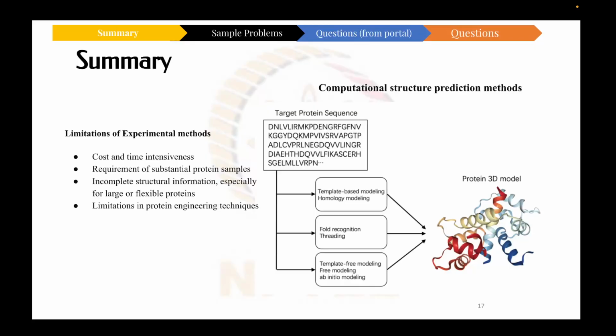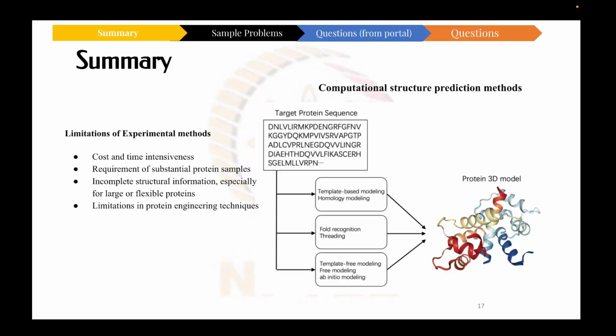Experimental methods often require a substantial amount of purified protein sample. This can be challenging, especially for proteins that are difficult to express or purify in large quantities. And also, experimental methods may not always provide complete structural information, especially for large and flexible proteins. Regions of proteins that are disordered or dynamic may be poorly resolved or entirely missing from the structure.